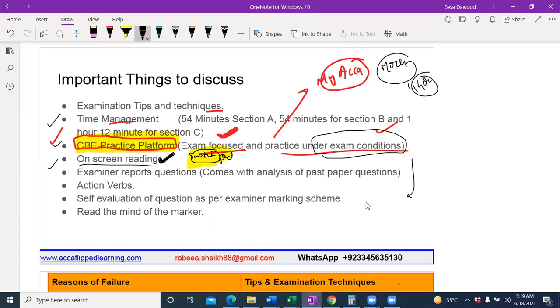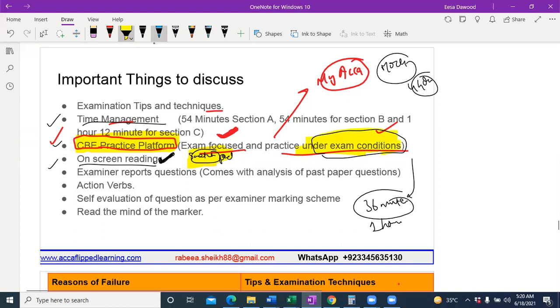Even while practicing a question, I told you for 20 marks, don't go beyond 36 minutes. What are you trying to achieve if you are practicing and taking 1 hour each? There's no continuous improvement because you're not practicing much. So every time, time yourself according to the requirements, and practice under time conditions, under exam conditions.